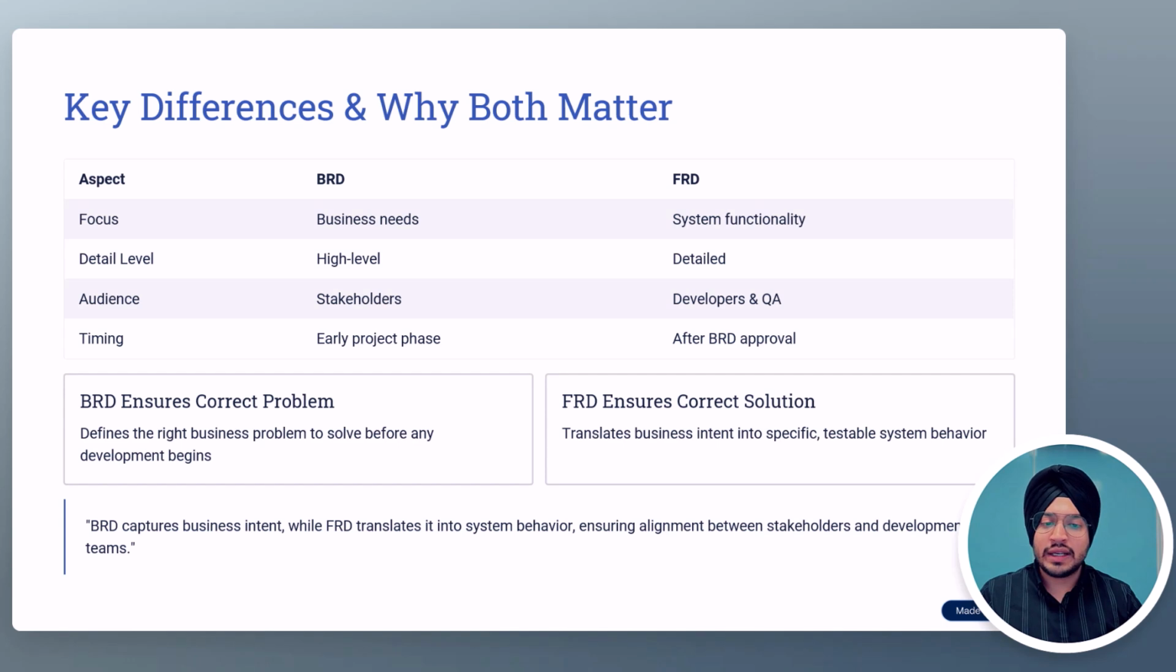The difference between BRD and FRD is that BRD focuses on business needs, FRD focuses on system functionality. BRD is a high level, FRD is a detailed level document. BRD is generally for stakeholders or the higher management. FRD is for developers and the quality assurance team. BRD is created in the early project phase, whereas FRD is created after BRD approval.